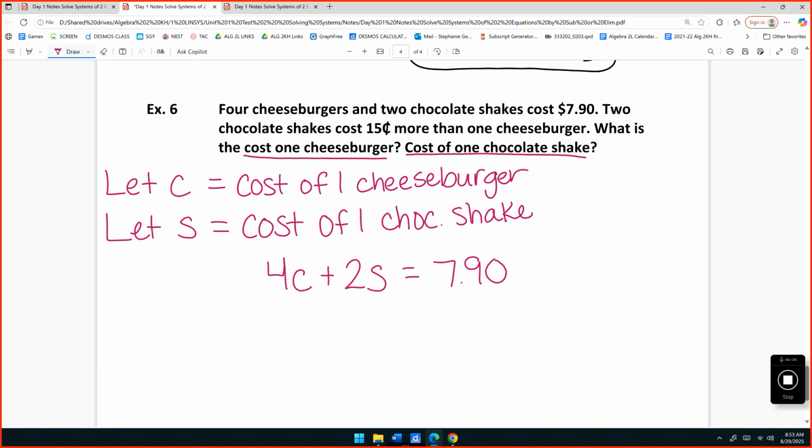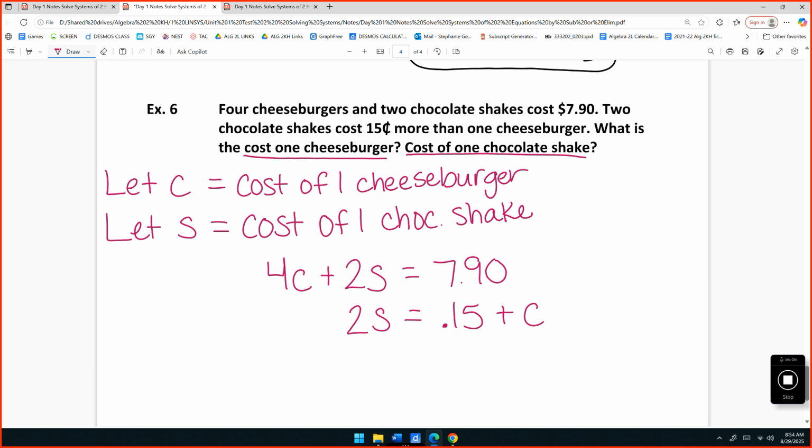Okay, now I go to the next sentence. 2 chocolate shakes cost 15 cents more than 1 cheeseburger. So 2 chocolate shakes, 2S equals 15 cents more than 1 cheeseburger. Well, 15 cents is 0.15 more, so plus 1 cheeseburger, C.